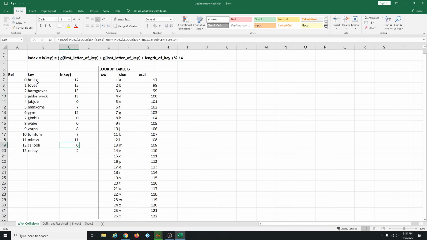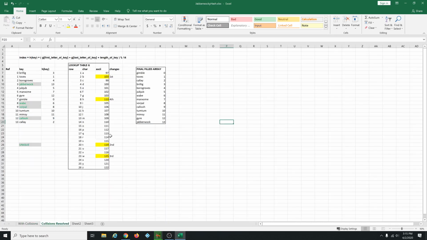So to resolve the collisions, what can I change? I can change the lookup of the first letter. I can change the lookup of the last letter, and that's it, because I can't change the length of this thing. So what should we do? So what I've done is I've got the second tab where I've resolved all the collisions.